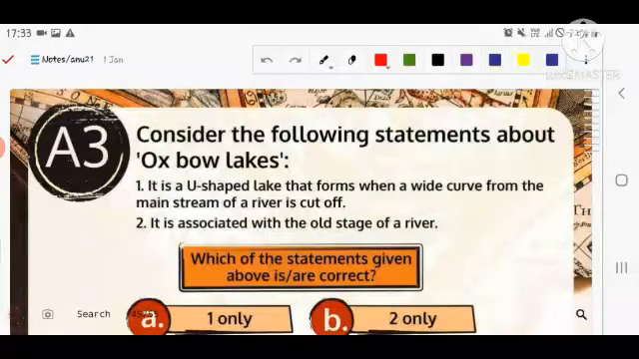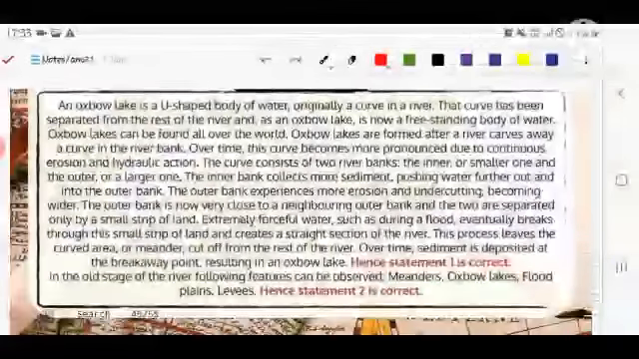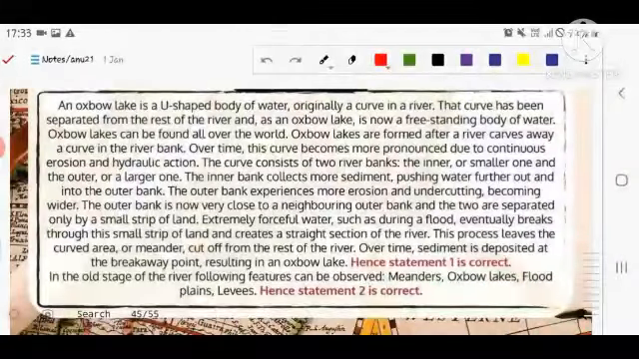Let's see the next question. I think both are correct. Yes, both are correct. An oxbow lake is a U-shaped body of water originally a curve in a river. That curve has been separated from the river, perhaps because of less water there, and it is known as an oxbow lake. It is now a free-standing body of water. Oxbow lakes can be found all over the world.